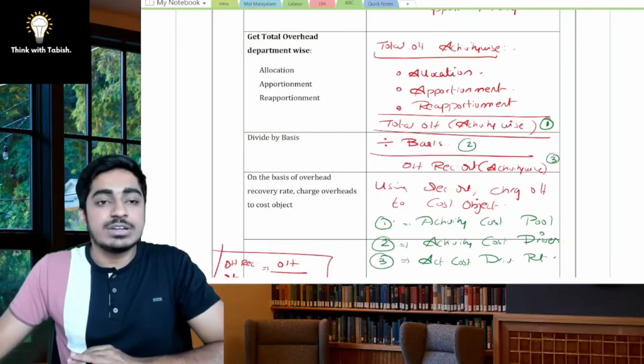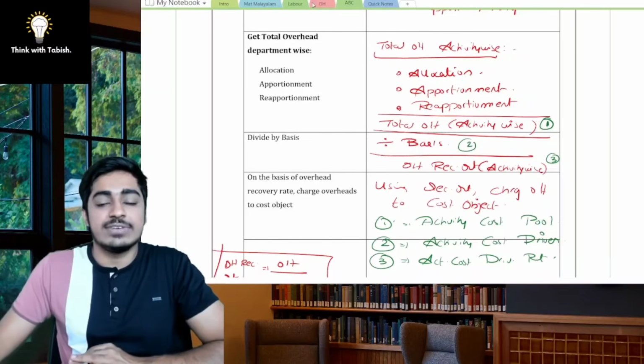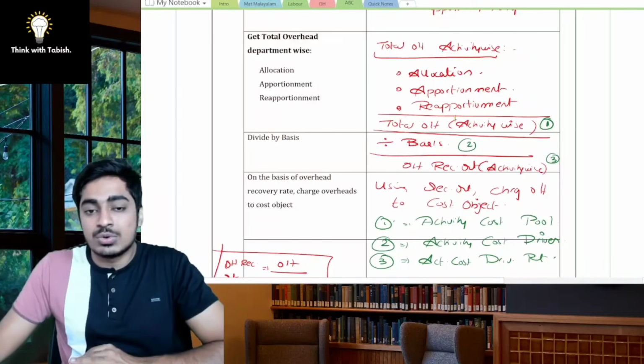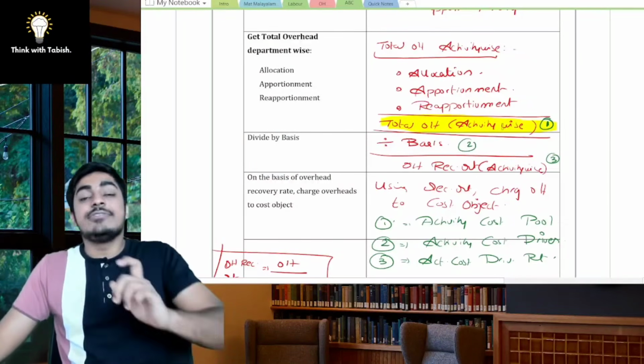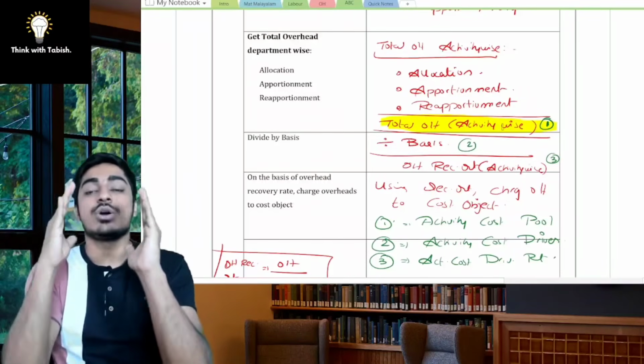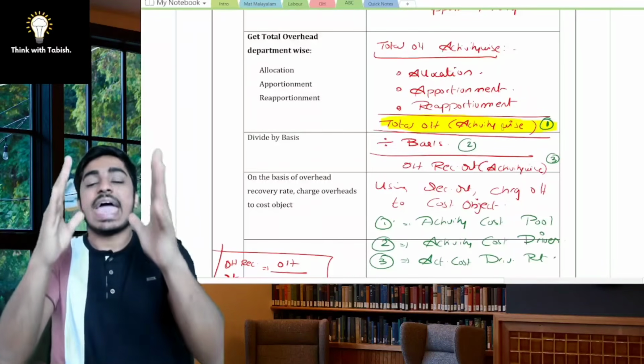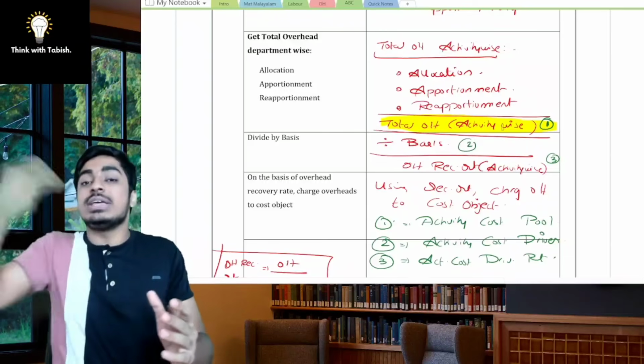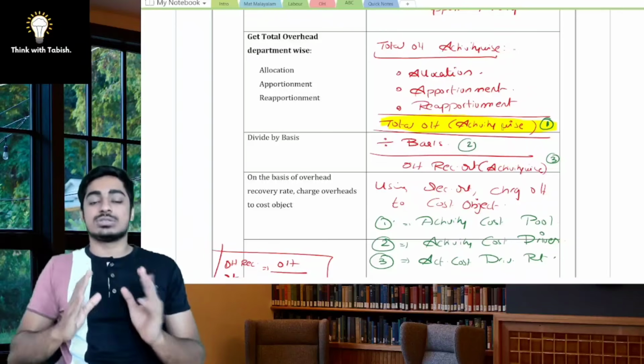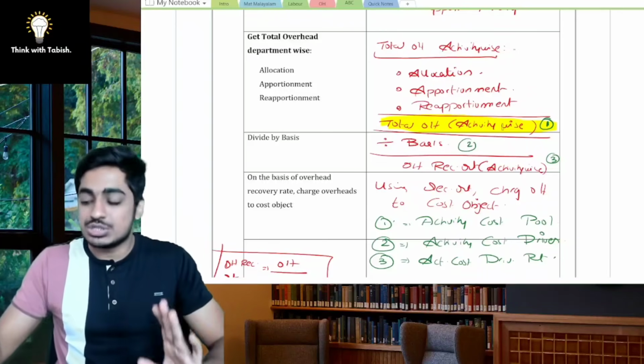We are getting the total overhead activity wise, and we give it a name. We call it activity cost pool. What is it? Activity wise, we are pooling the cost. We are bringing together the cost. That is called activity cost pool.